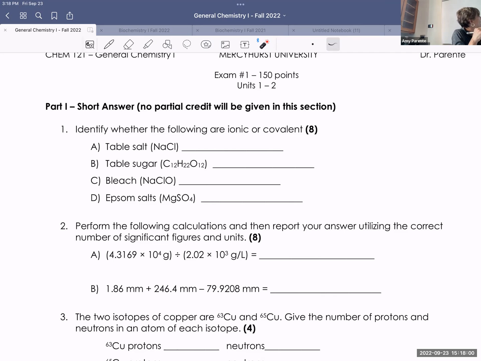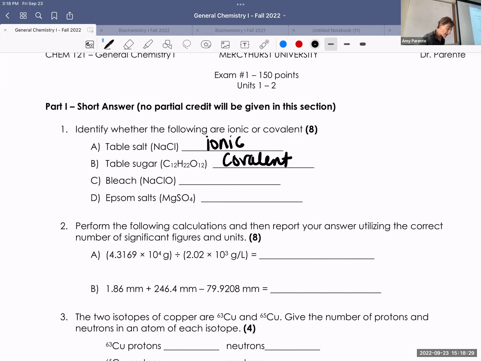Okay, so identify whether the following are ionic or covalent. The easiest way to identify whether something's ionic or covalent is to ask what's making it from the periodic table, right? Is it a metal and a non-metal? That's going to be an ionic compound. Is it two nonmetals? That's going to be a covalent compound. So first one is ionic, second one is covalent. Then we've got ionic. Anytime you see a metal with something, you're going to call it an ionic compound. And then Epsom salts is ionic. Okay, so pretty straightforward.